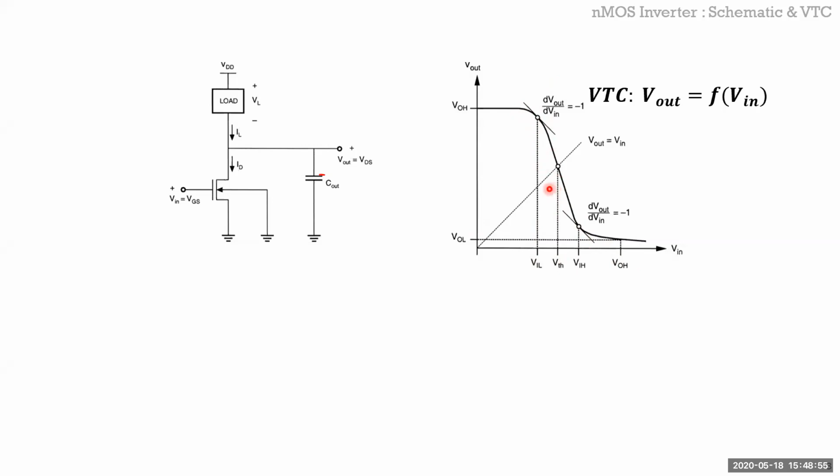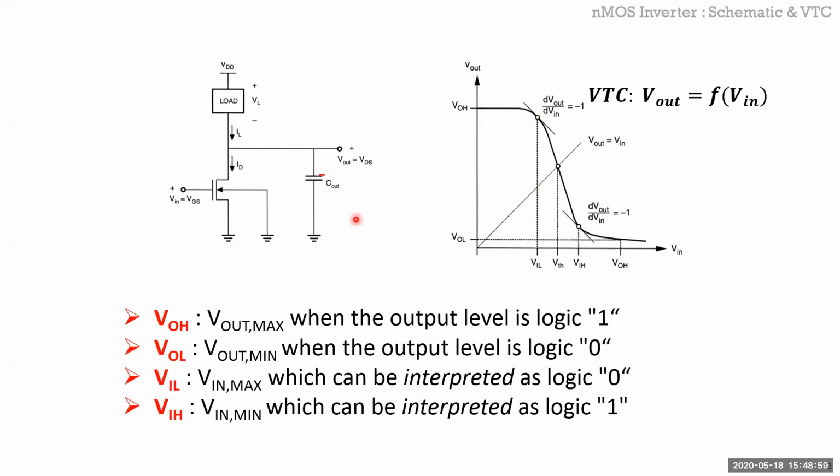But before I do that, just a couple of definitions of the inverter characteristics or noise equations and so on. So the first one is the VOH, which stands for voltage output high. OH stands for output high. So that is when the output logic is 1 or the input logic is 0. What is your maximum output voltage?